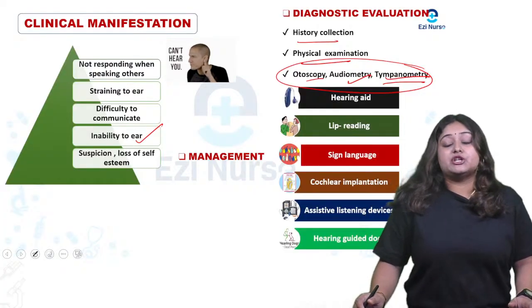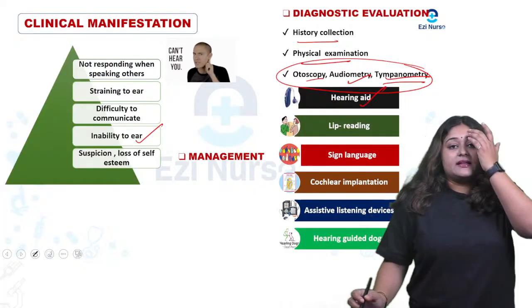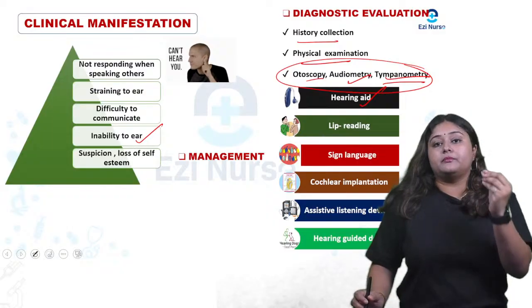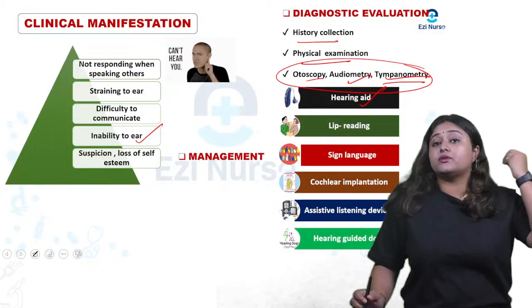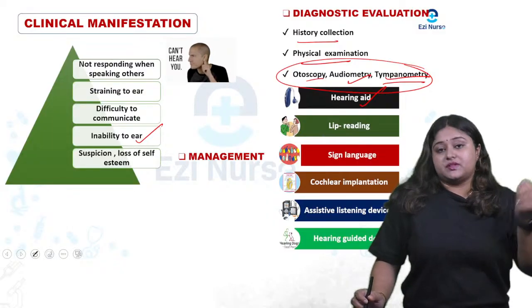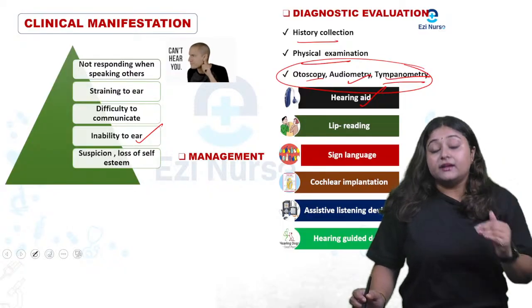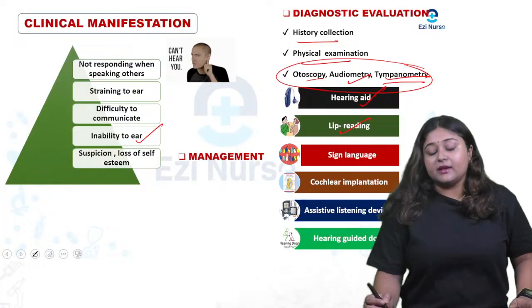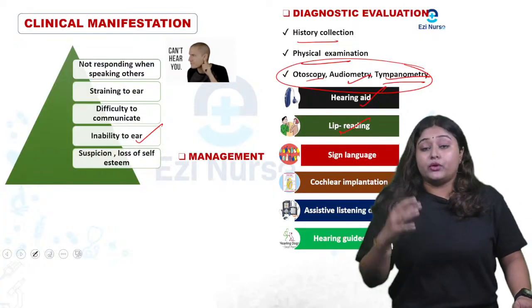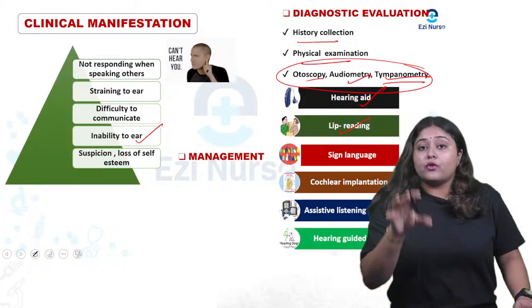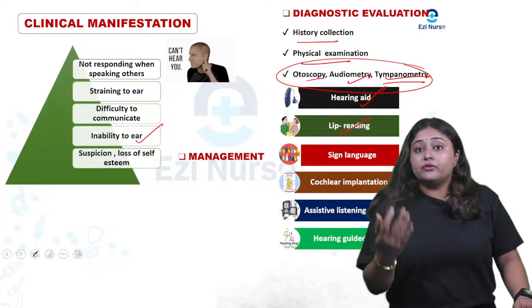So what is the management? A hearing aid is a kind of prosthesis. It is a machine placed inside the ear, or behind or outside the ear, which helps the patients to understand and to listen. Next is lip reading, which means those who can't hear try to focus on your lips to read what you are saying.